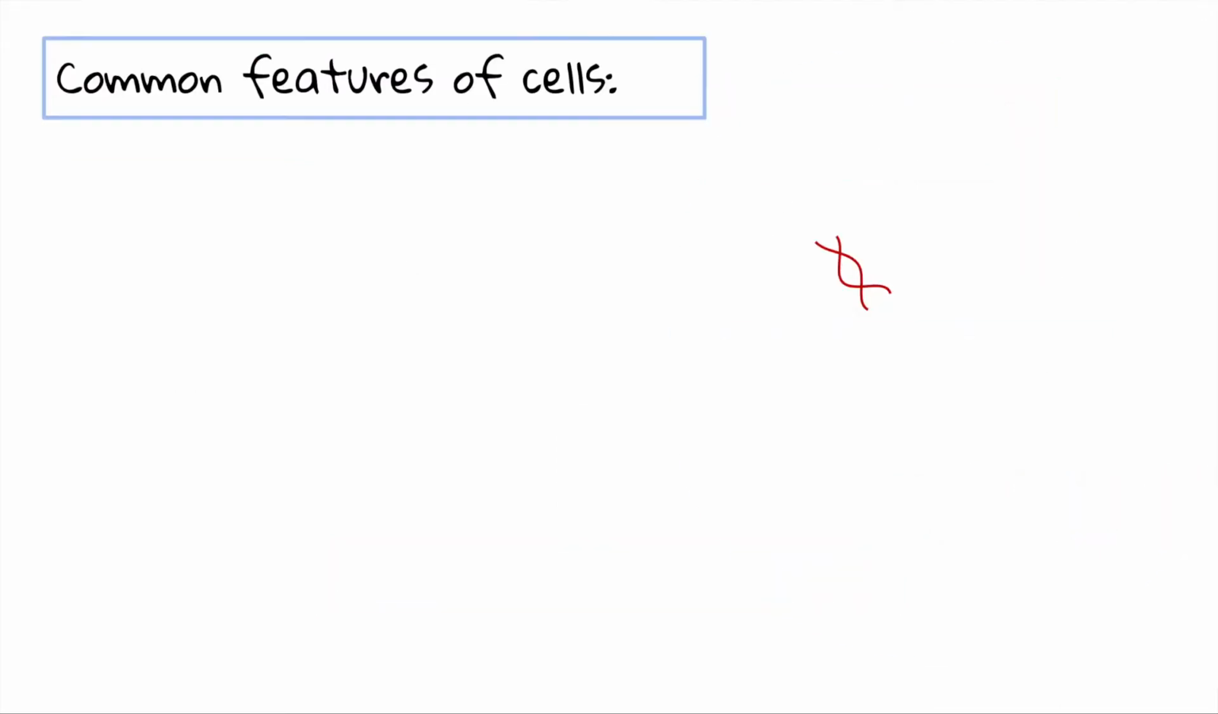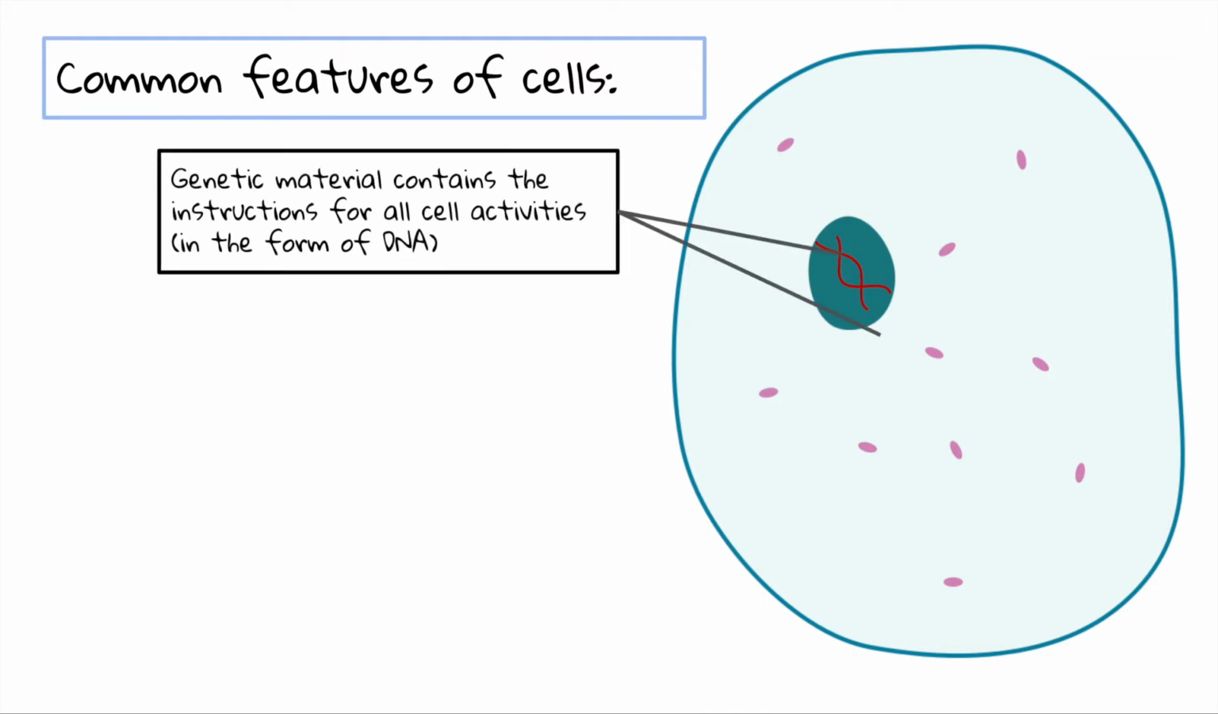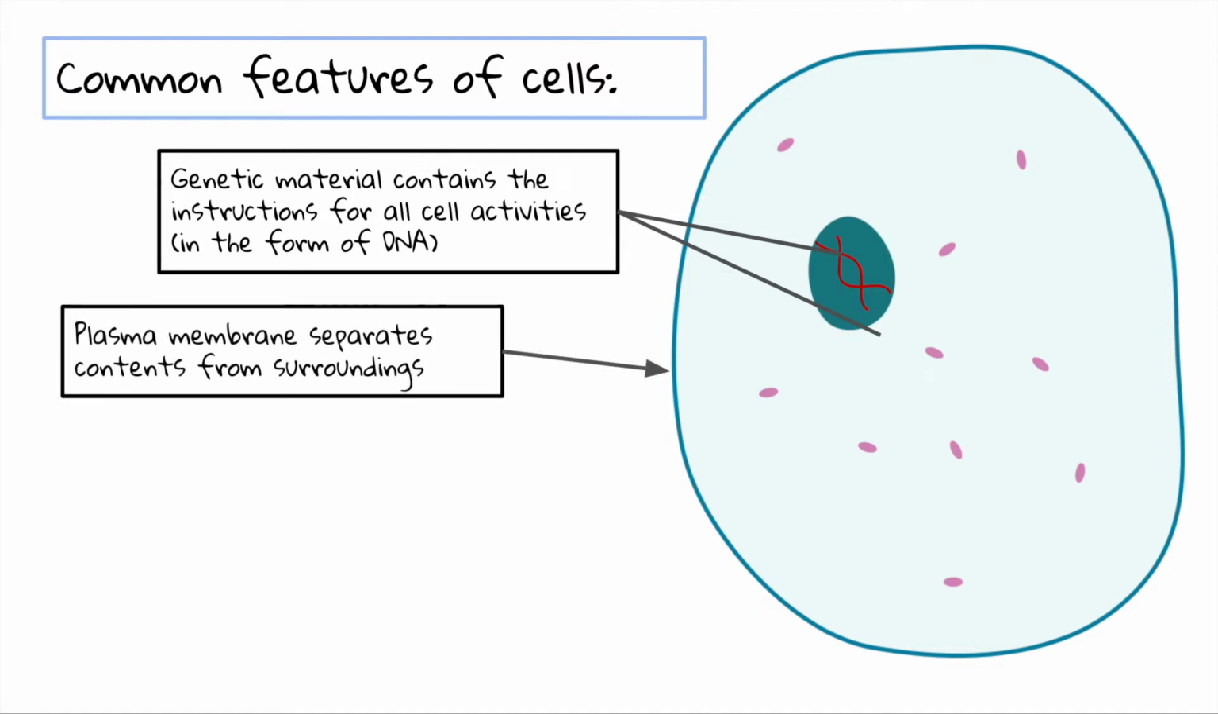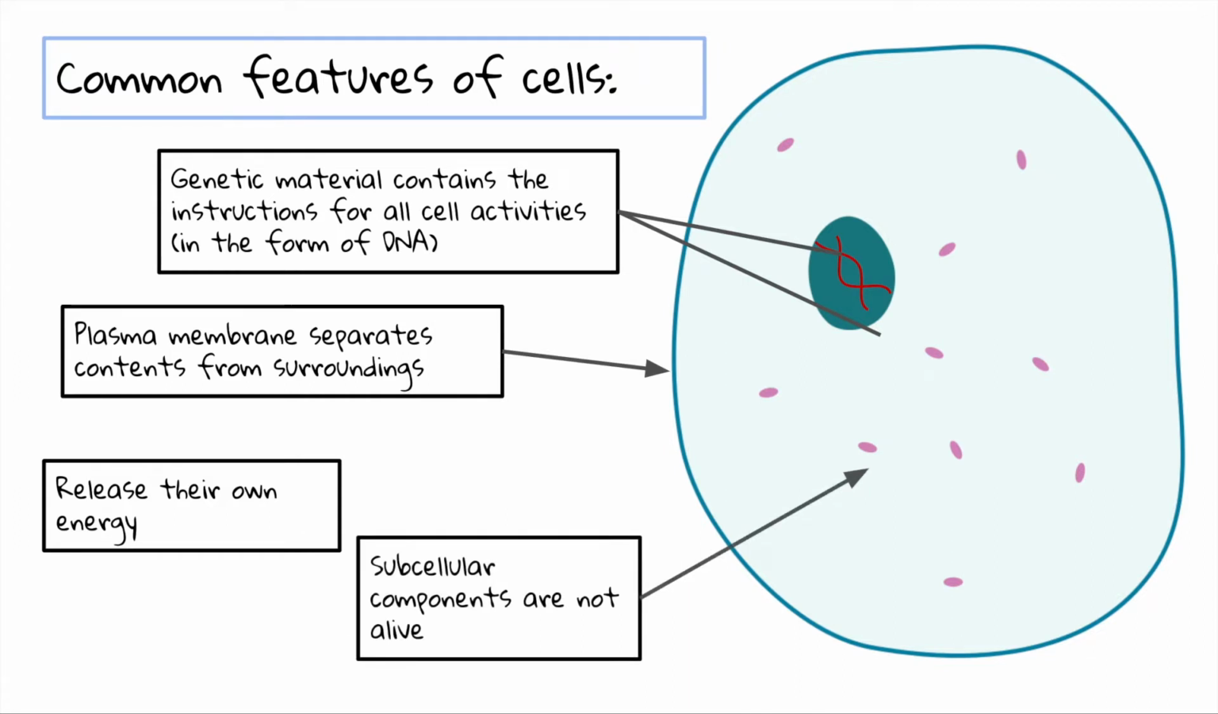So these three statements are the key statements which I would advise you to learn by heart. There are some other common features of cells, which is that cells contain genetic material, which has the instructions for all cell activities in the form of DNA. The plasma membrane of the cell separates the contents from the surroundings, and it also controls the substances going in and out of the cell. Cells release their own energy, and as I mentioned before, subcellular components are not alive. Cells are the smallest units of life. That was one of the main statements of the cell theory.